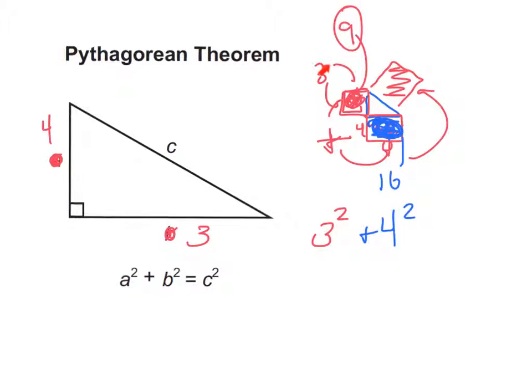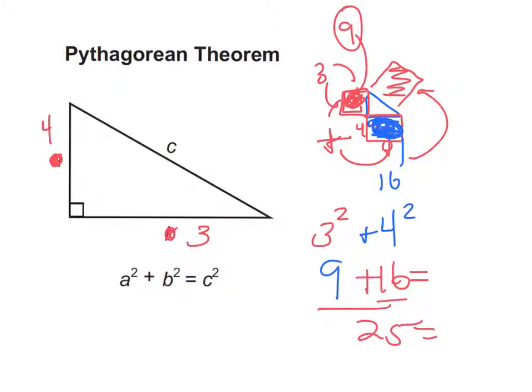So backing up, we have this. 3 times 3 is 9. That's a square. Four times 4 is 16. That's also a square. Those two things together equal 25.